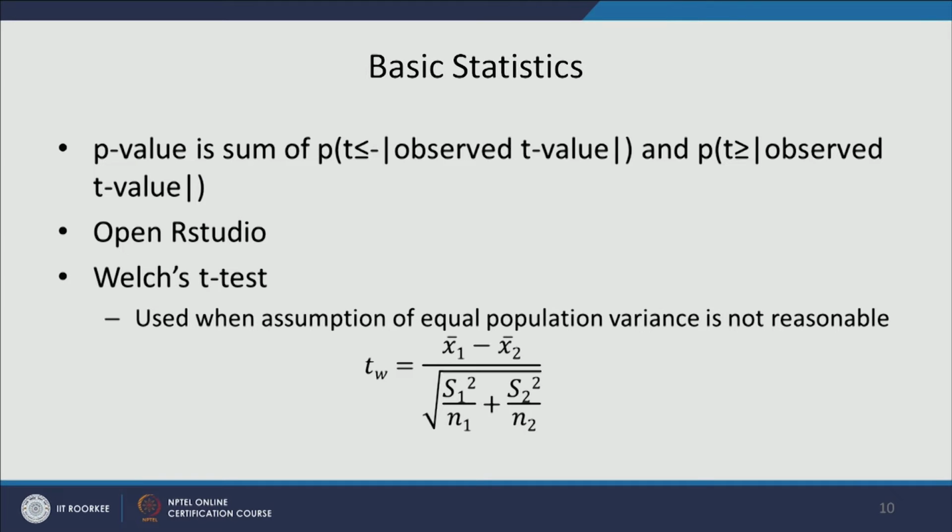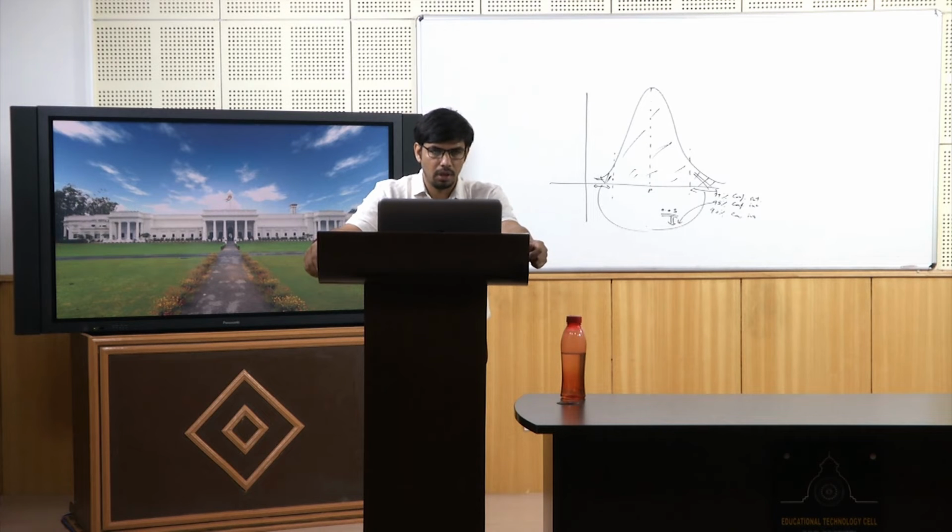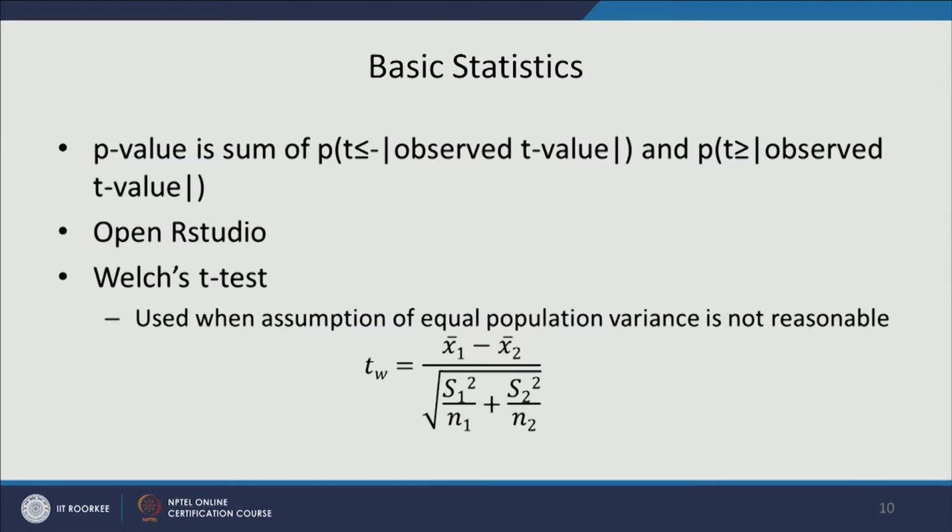Now, another test that can be performed while doing hypothesis testing related to the difference of means is the Welch t-test. So, when do we use the Welch t-test? When the population variances are not equal. So, when the assumption of equal population variance is not reasonable and cannot be met, then we can use the Welch t-test and do our hypothesis testing.